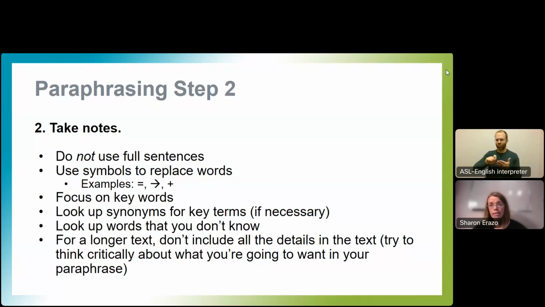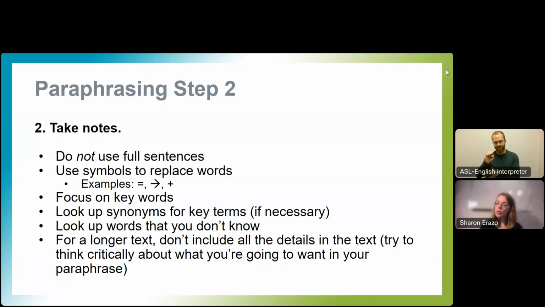If you're paraphrasing a longer text, depending on your purpose for writing and who your audience is, you might not need to include all of the details in the text, and I alluded to this earlier. So think critically about what you're going to want in your paraphrase and include that information in your notes. If you use this step in paraphrasing to really think critically about the information, what do you need to include? What are other ways that you could say this? How can you capture those key words? If you do the critical thinking here, it's going to help you a lot as you move on to the writing stage of your paraphrase.